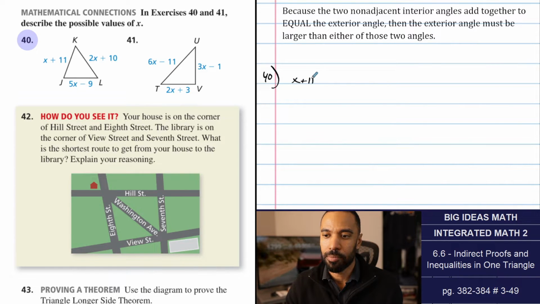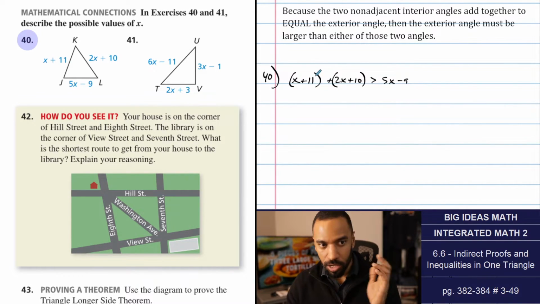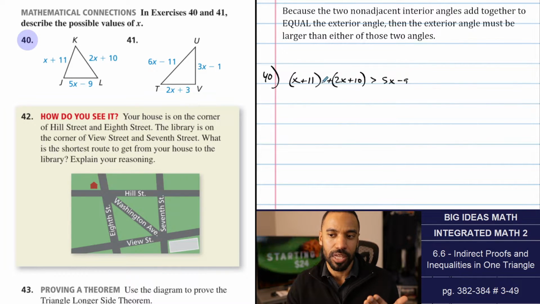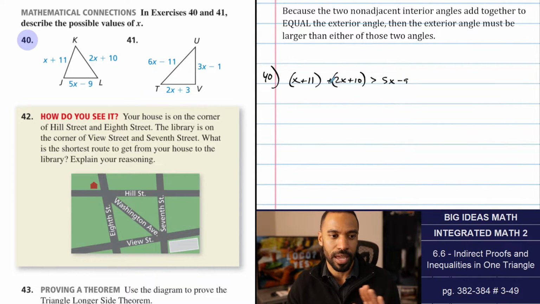Let's do, and I'm going to put them in parentheses, x plus 11 and 2x plus 10 as the shorter sides, and let's make that greater than 5x minus 9. Like that. Now let's solve for x in this scenario. And our big thing is we have to make sure that x always gives us positive side lengths. And if it doesn't, then we have to nip that in the bud.